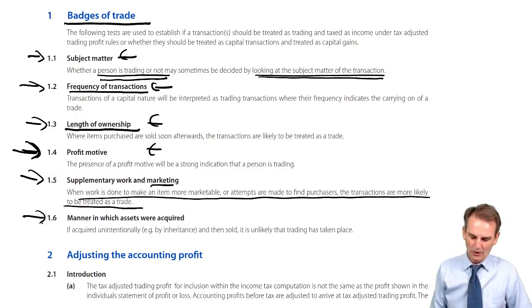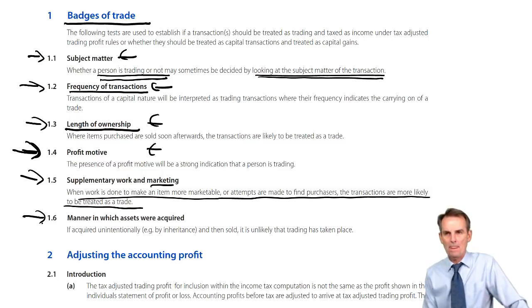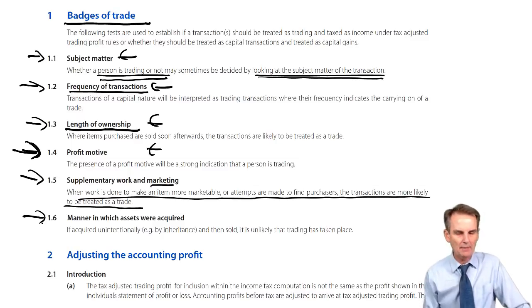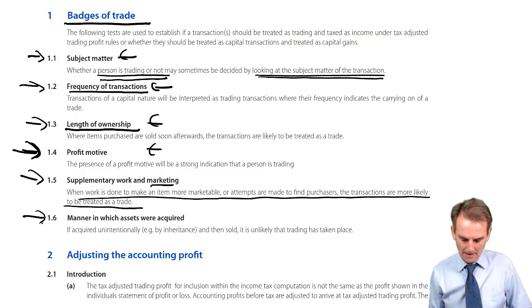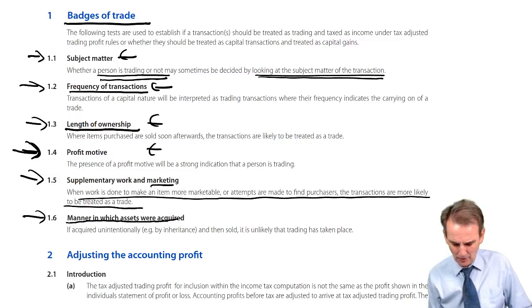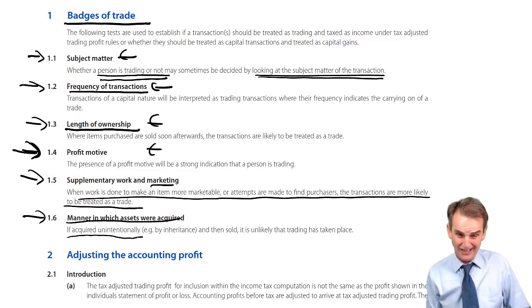Manner in which the assets were acquired. Now we said that again that if you bought something and then quite quickly sold it, depending on the subject matter, that might be viewed as being trading, the million toilet rolls there. But look at the manner in which the assets were acquired. For example, acquired unintentionally. Sadly, someone close to you died and they've left you as your inheritance these assets. But you don't want those assets. They have value and thankfully you can sell them, but you don't want to keep them. So then they're sold. Now that is not going to be looked at as trading.